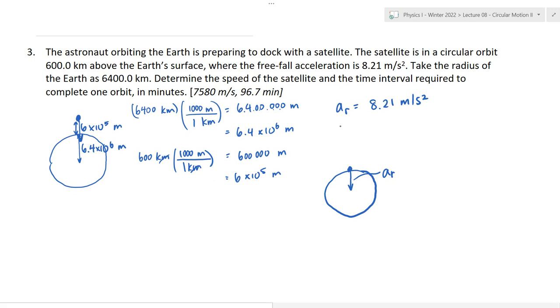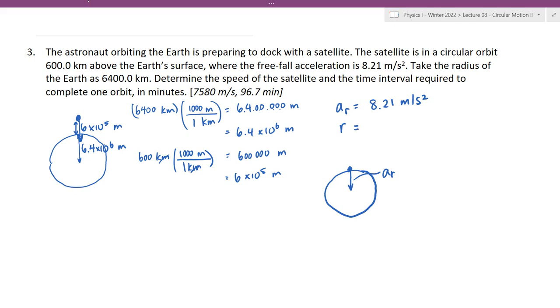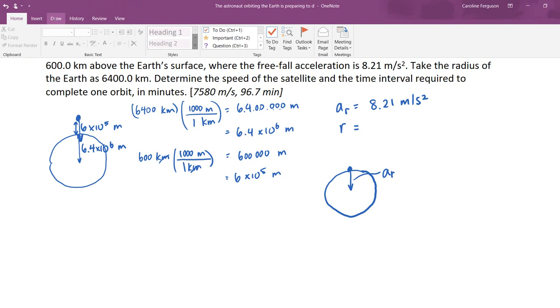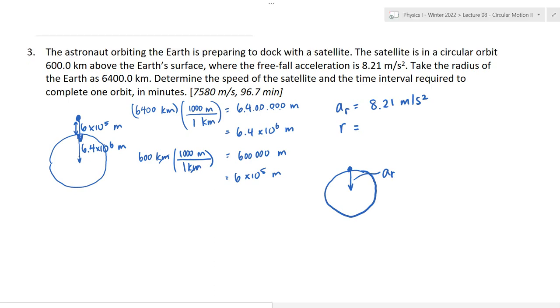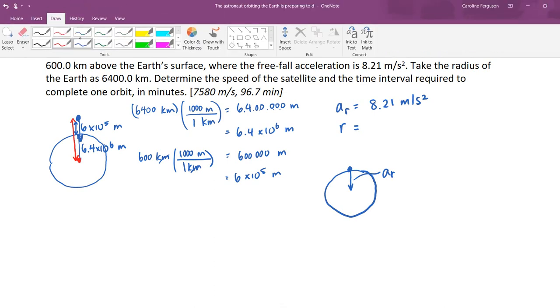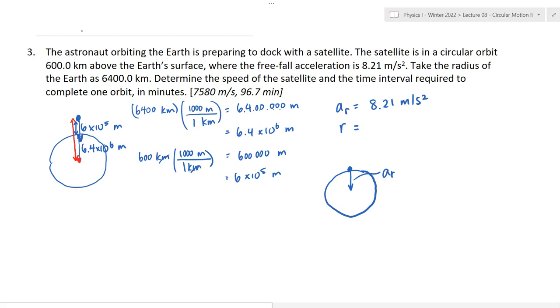We're going to need to know what the radius is of the astronaut's circular path. The radius is not just its altitude, but the distance from the object to the center of the circular path. So it would be this full distance like that. We'd have to add those two distances up. So we add the radius of the Earth, 6.4 times 10 to the 6, plus 6 times 10 to the 5. And that gives us 7 times 10 to the 6 meters. So that's the radius.